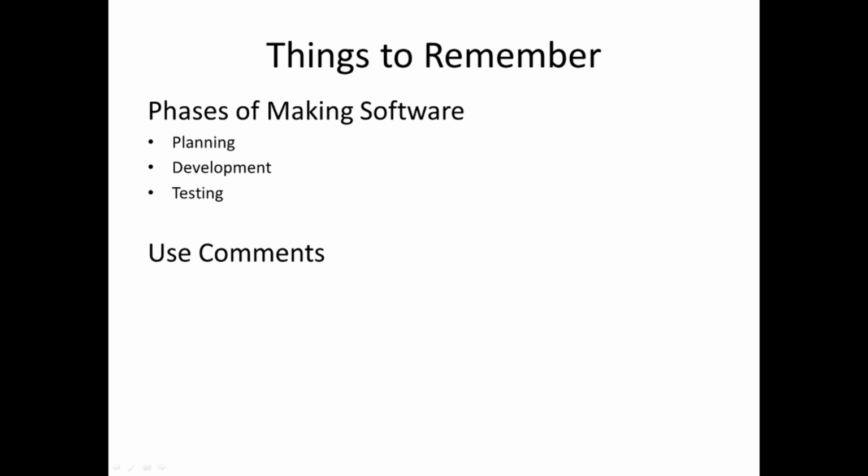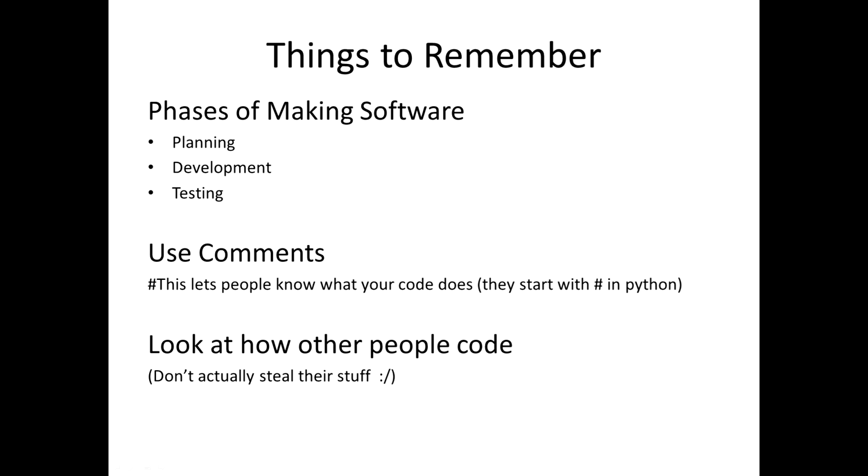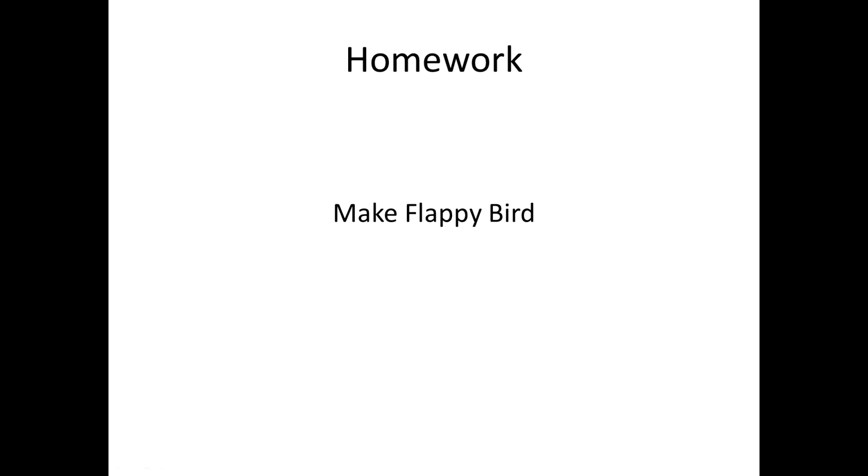Number 2 is use comments. These are pretty important just to let yourself and other people know what's going on in your code, right? And 3, and probably most important, is to not be afraid of looking at other people's code for a little bit of inspiration when you're stuck coding. So, homework assignment for you guys: just make your own Flappy Bird. Should be pretty easy. I basically taught you guys everything you'd need to know.